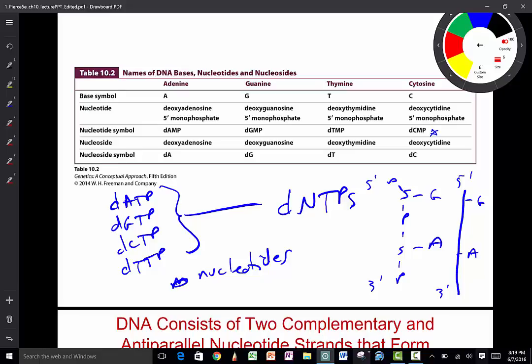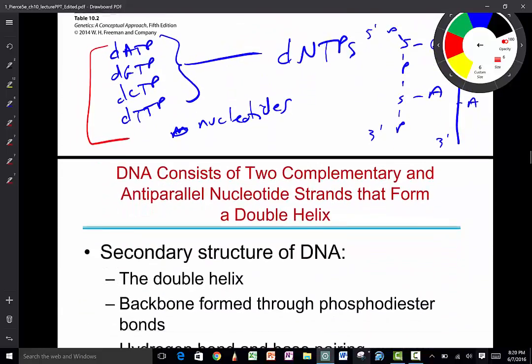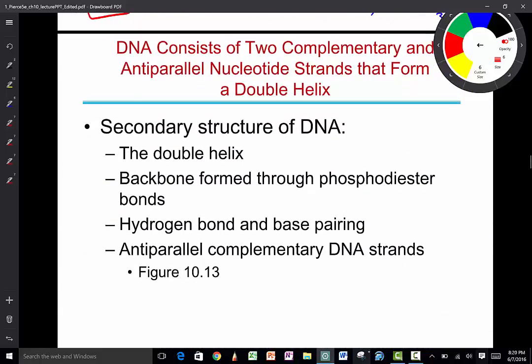Here, this is talking about monophosphates, and the way I drew these out is I put a TP in there because they're triphosphates. We almost always talk about them in terms of their triphosphate form.